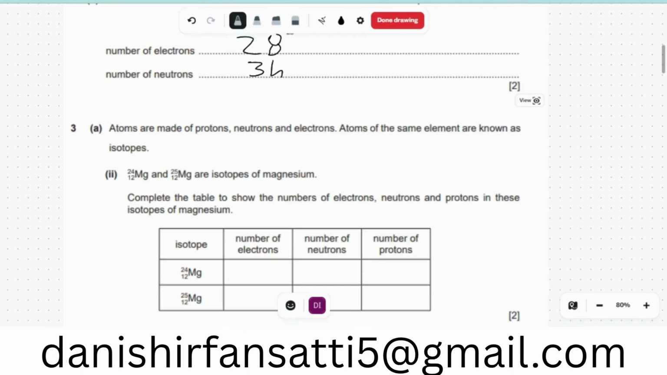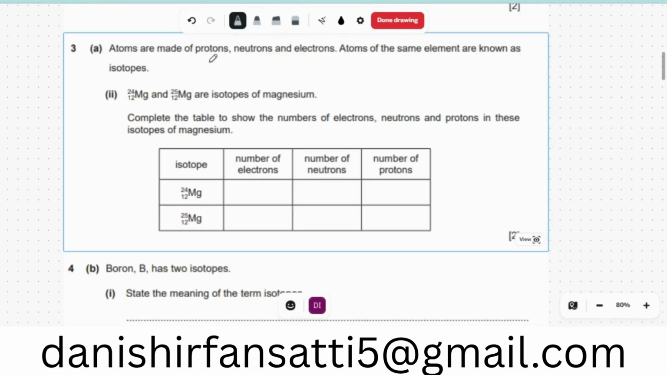Okay, atoms are made up of protons, neutrons, and electrons. Atoms of the same element are known as isotopes. Magnesium-24 and magnesium-25 are isotopes of magnesium. Okay, complete the table with the number of neutrons, protons, and electrons in the isotopes of magnesium.